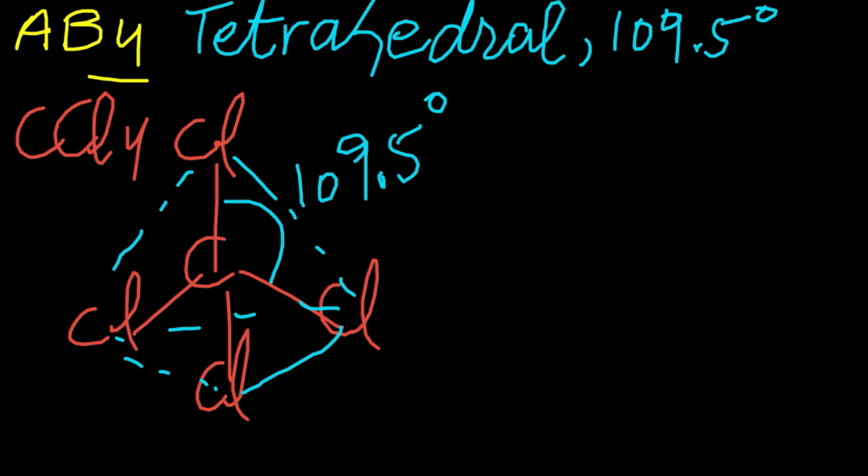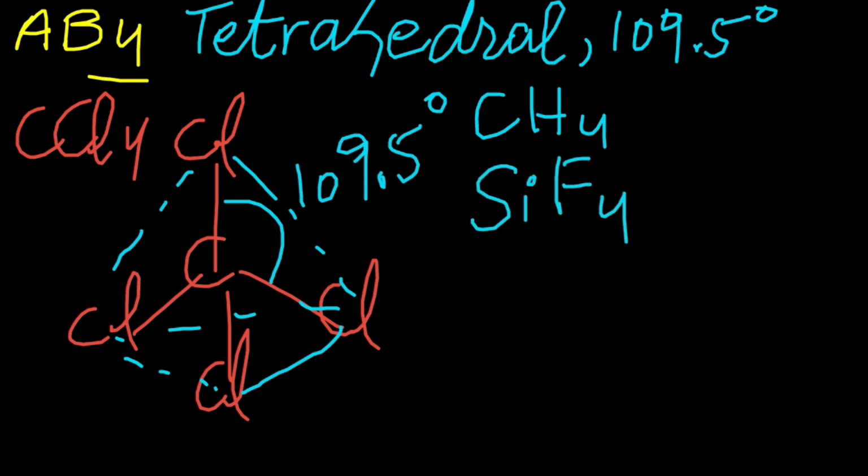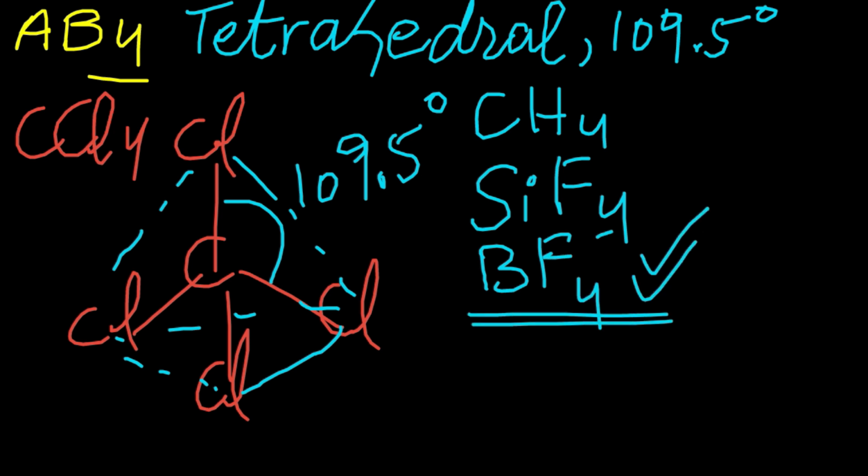Other examples include methane, silicon tetrafluoride, tetrafluoroborate. You have to practice it by yourself. This is a practice question for you. CF4, ClO4 negative. Let's talk about the AB4 type molecules but having one lone pair.